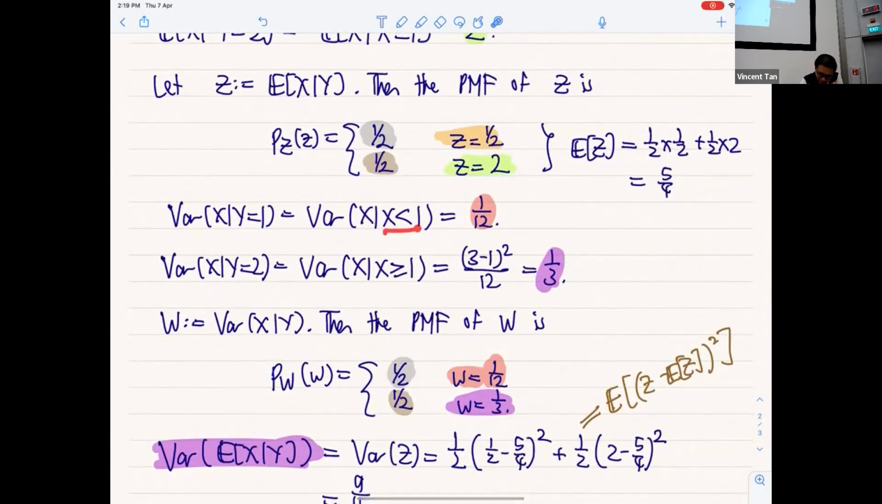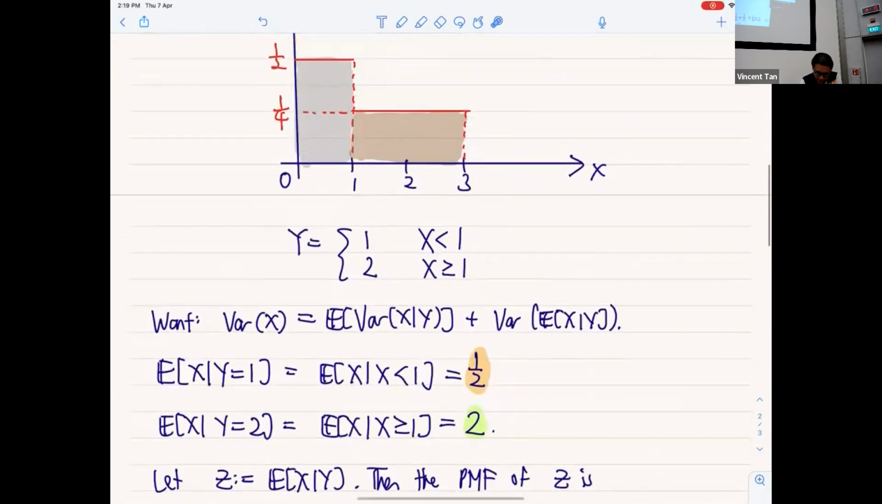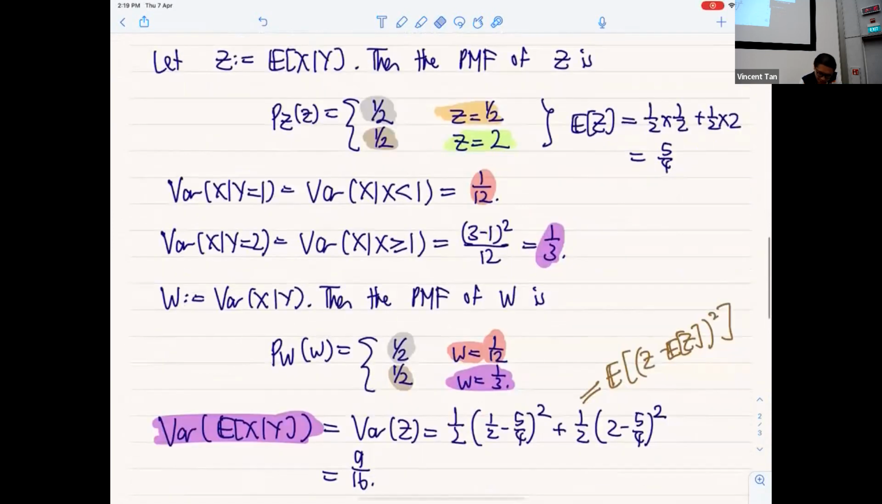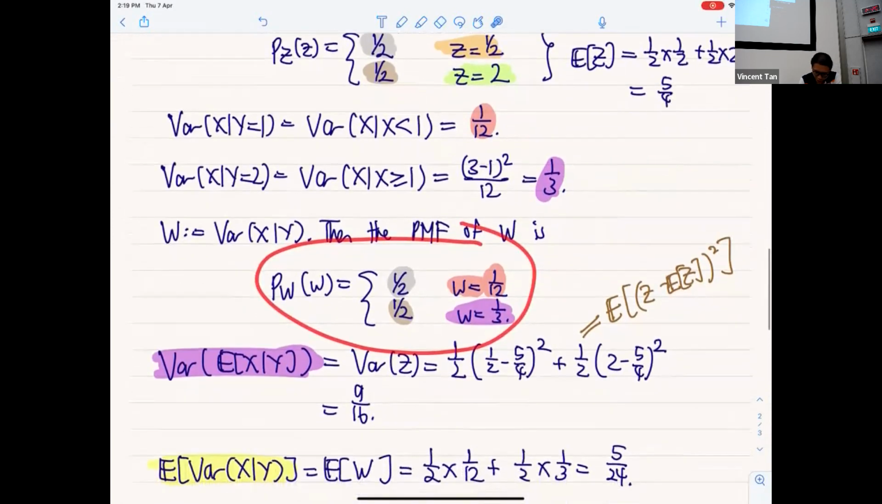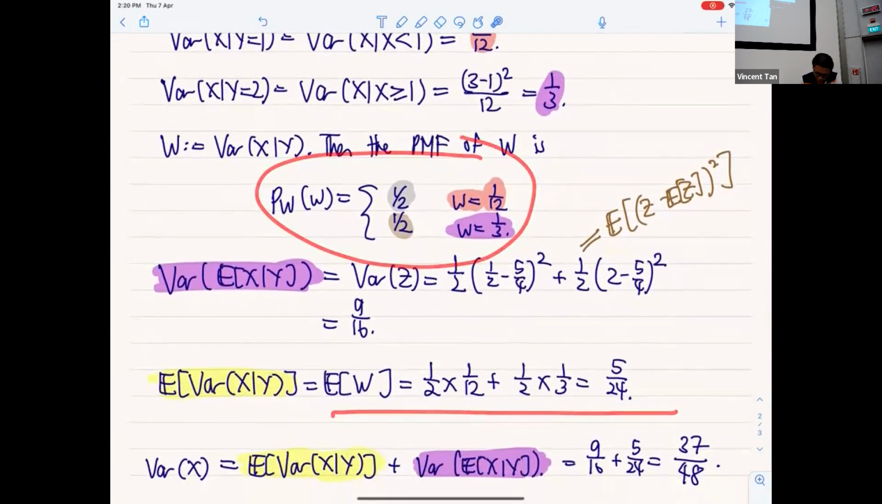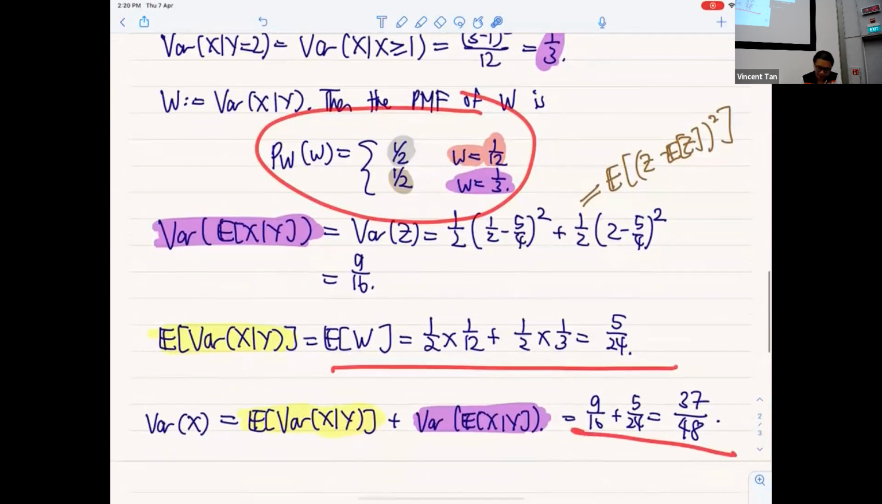Because x less than 1 has probability half. X bigger than 1 has probability half. Okay. So that is basically the PMF of the conditional variance. And we are required to take its expectation. And we take its expectation here. And we add up the 2 parts, we get this.